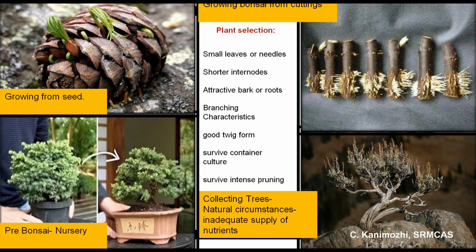And as I said earlier, the plant selection should be for smaller leaves or needles, shorter internodes, an attractive bark or roots, good branching characteristics, good twig form, and it should survive container culture.